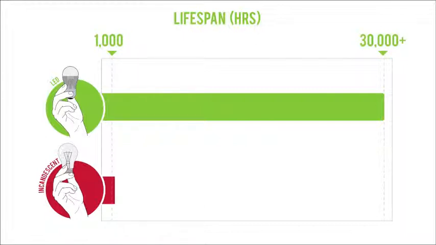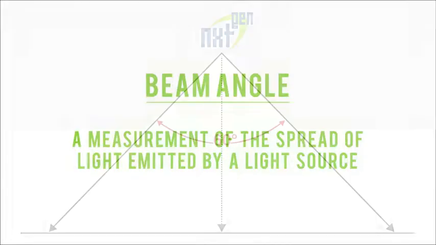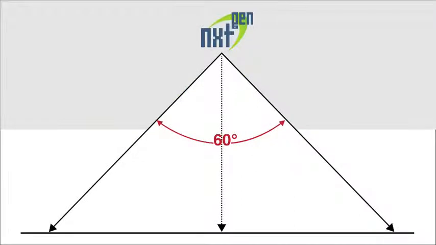The beam angle of a bulb is a measurement of the spread of light emitted by a light source. Beam angle is important when studying directional spotlights, such as GU10 or MR16, but it is not very significant when looking at omnidirectional lighting, such as traditional globe and candle-shaped light bulbs. The beam angle of a directional bulb will dictate the type of application the bulb is most suited for.